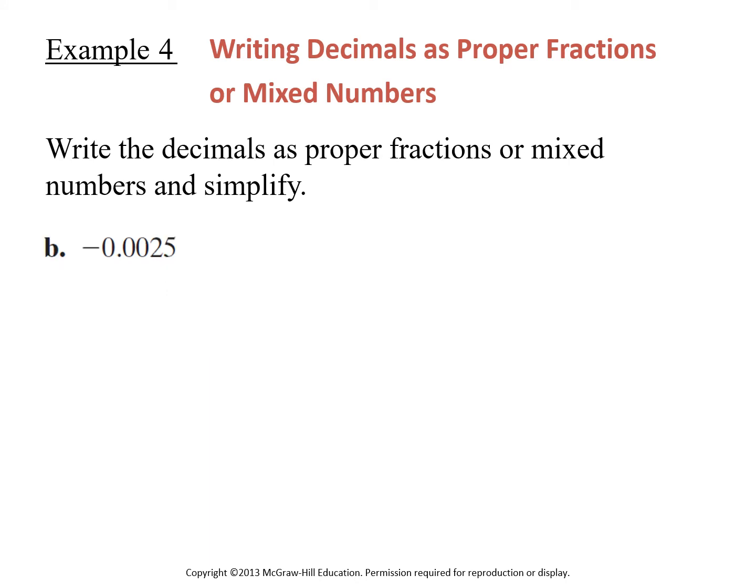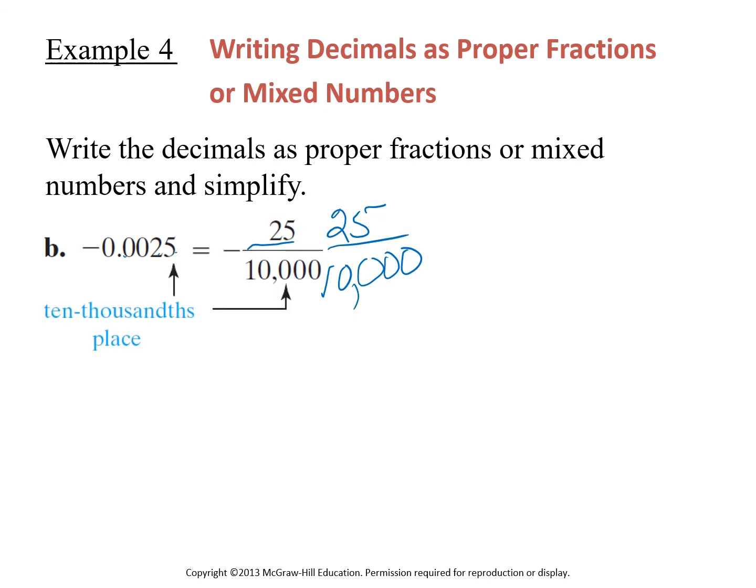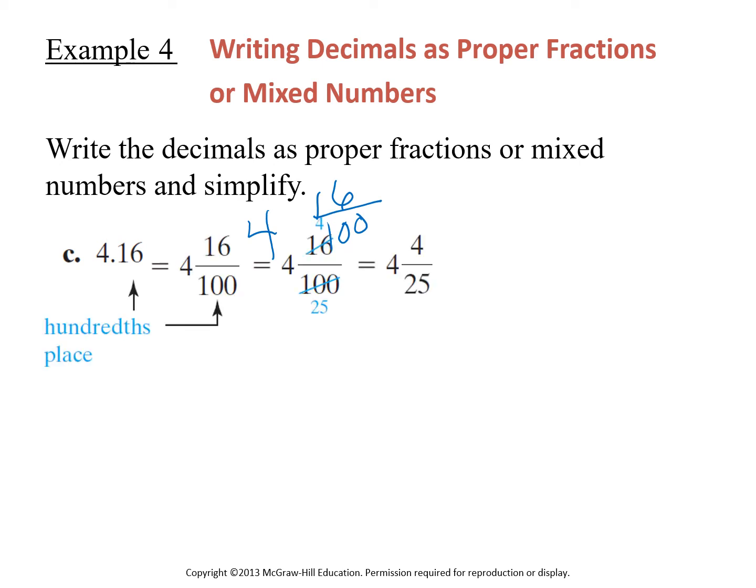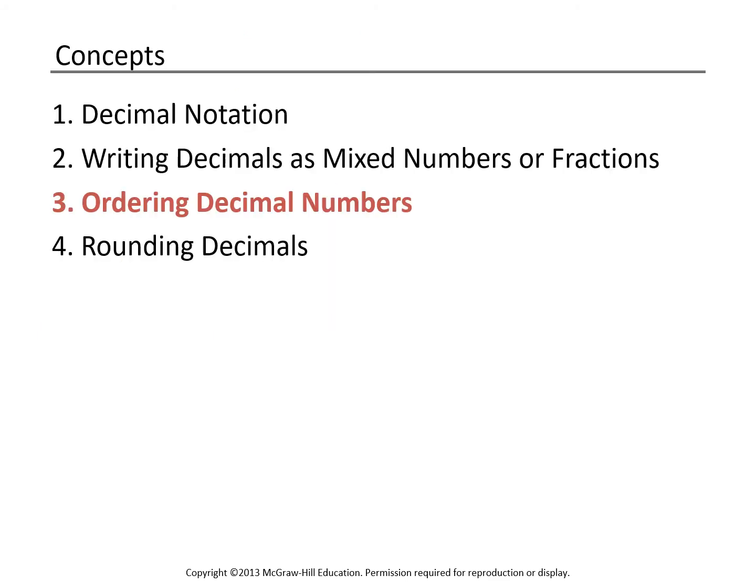And next we have negative 25. Now my denominator has 4 zeros. So I see this is negative 25 10,000ths, and that fraction would get reduced to negative 1 400th. Here I have 4 and 16 hundredths. So I read it, write it, and reduce it. 4 and 4 25ths.